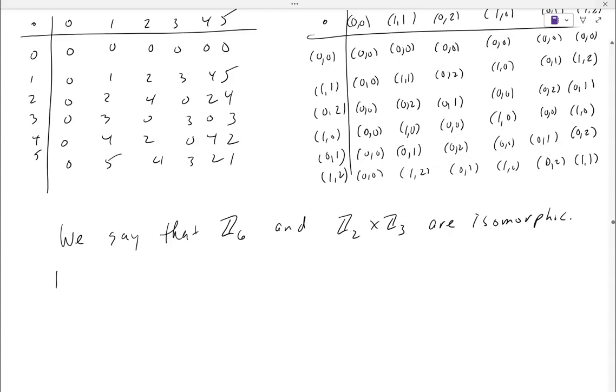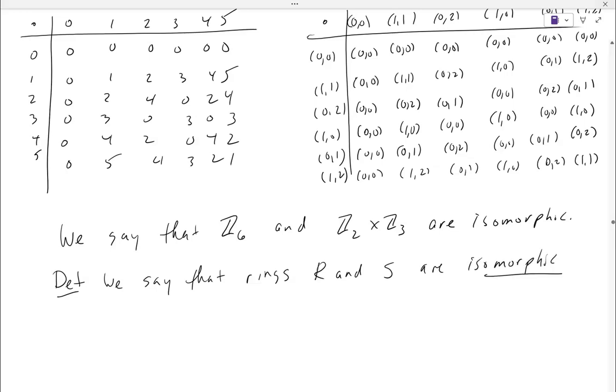So as a definition, we say that rings R and S are isomorphic if there exists a function. The book uses an F a lot for functions, but usually in algebra we like to use Greek letters for things that are homomorphisms or isomorphisms. So I'm going to use a Greek letter phi. I don't care whatever you call it. I say phi because it's how I learned it.